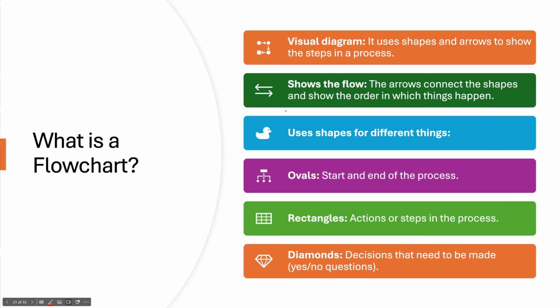Next, we're on to flowcharts. And for flowcharts, what is a flowchart? A visual diagram. So again, a pictorial representation. It uses shapes and arrows to show the steps in a process. Shows the flow, the arrows connect the shapes and show the order in which things happen. Uses shapes for different things. For example, the oval starts and ends the process. The rectangle, actions or steps in the process. The diamond, decisions that need to be made. So it's normally a yes or a no.